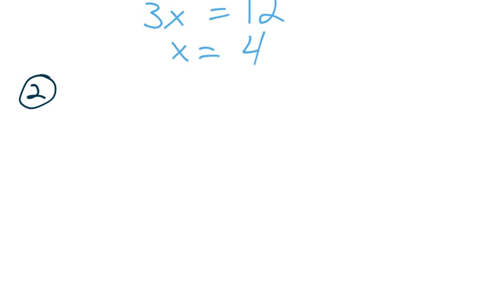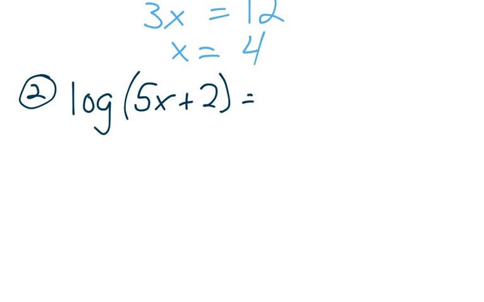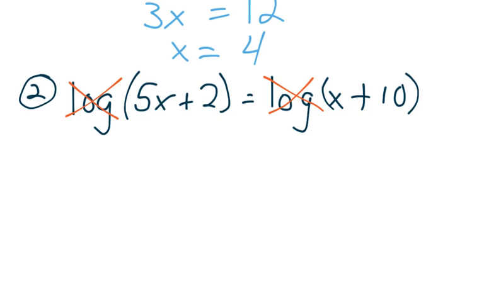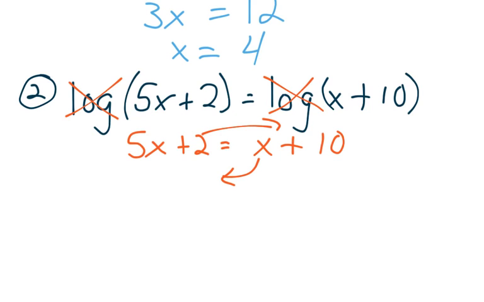Let's try another one here. Number 2. We've got the log of 5x plus 2 is equal to the log of x plus 10, and that's in parentheses as well. Again, same thing, whether it's log base 3, or log base 10, log base e, log base 16, it doesn't really matter. As long as the logs are the same base and they're on both sides, we can drop them. So we're just left with 5x plus 2 is equal to x plus 10. Again, take the x's to one side, constants to the other. 4x is equal to 8. Divide by 4, x is equal to 2. Okay, those types of problems, really not that difficult.